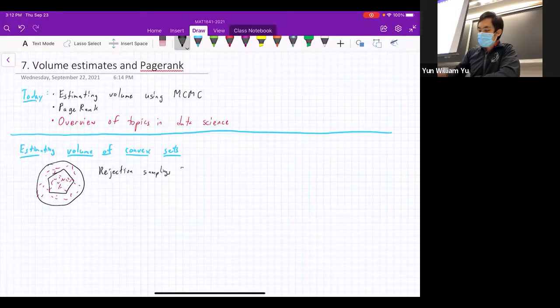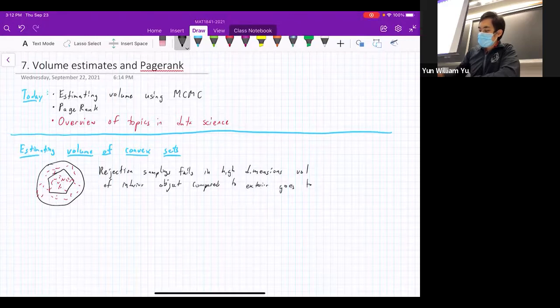Rejection sampling fails in high dimensions because the volume of the interior object, compared to the exterior, goes to 0. So obviously it doesn't actually go to 0 for any particular object. For any particular object in high dimensions, you could do some sort of rejection sampling, but the issue is that you would just be discarding almost all of your points with high likelihood.